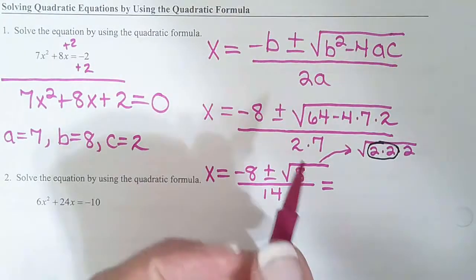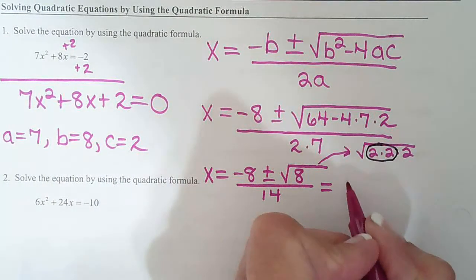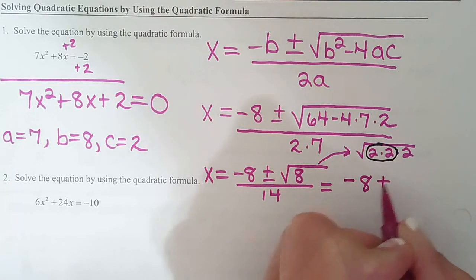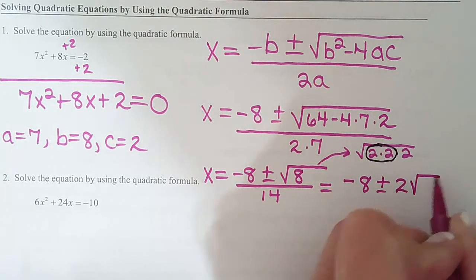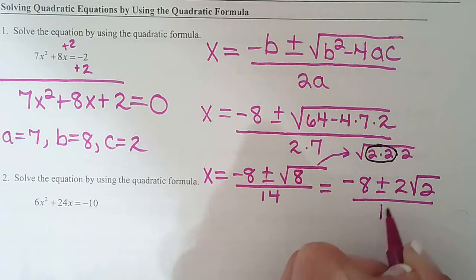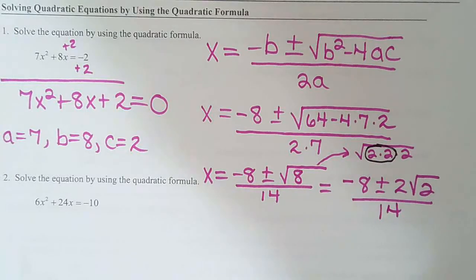So we're going to run out of time, but let's get this next step written down. So -8 plus or minus 2 rad 2 over 14, and we'll simplify it on the next video.